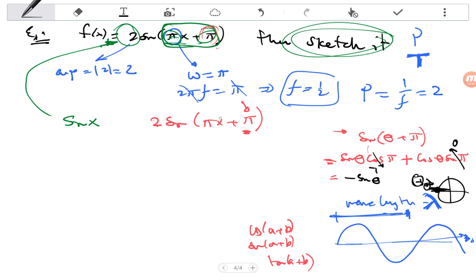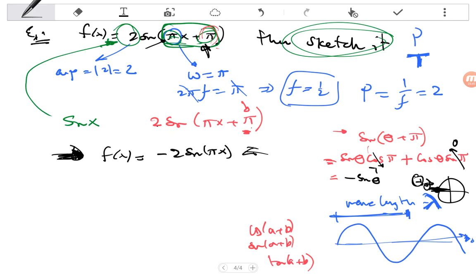So whenever I have sine of an angle plus pi, this is just minus sine of the angle. That same f of x is just minus 2 sine pi x. This is the same function as above, and that is easier in sketching than this one. Why should I deal with horizontal shifts and, at the same time, some scaling in it?